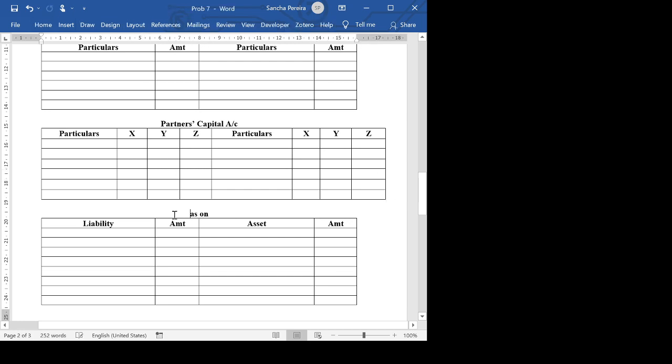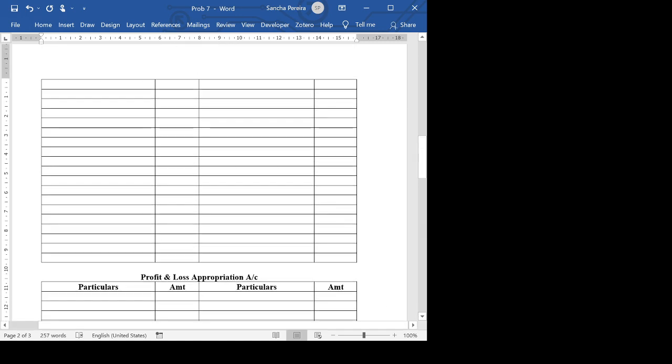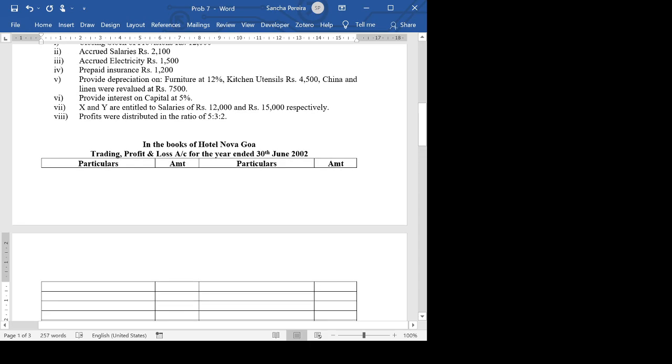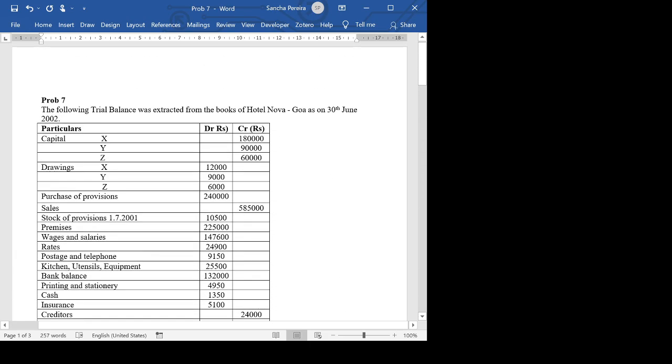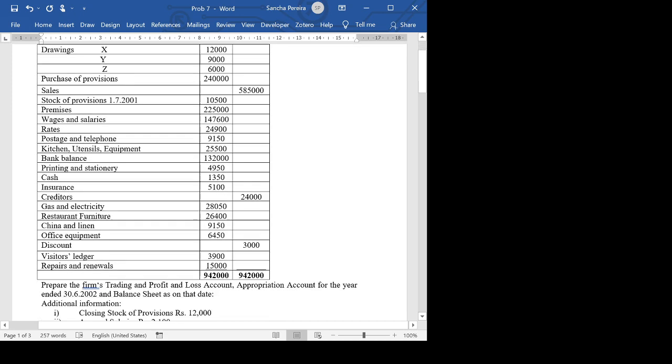And we have the balance sheet as on 30th June 2002. So let's start with the items. The capitals are all the credit balances. They are directly transferred to the partners capital account. So X, Y, Z, 1 lakh 80, 90 and 60.